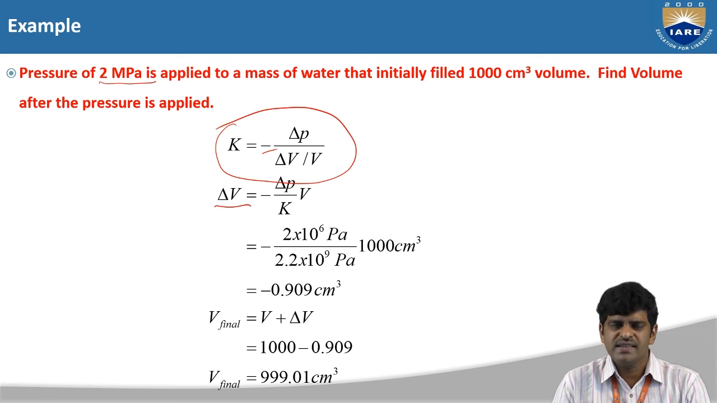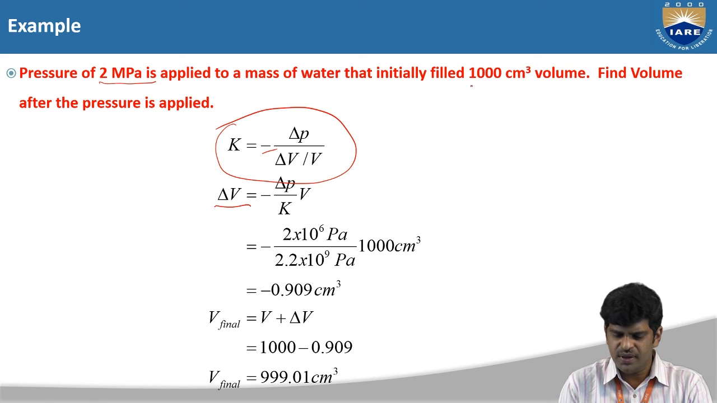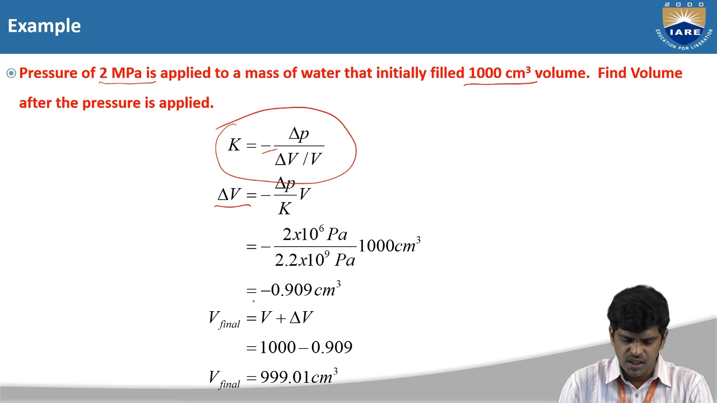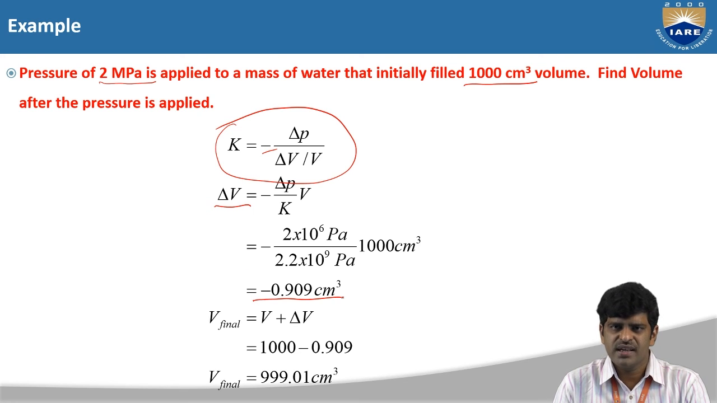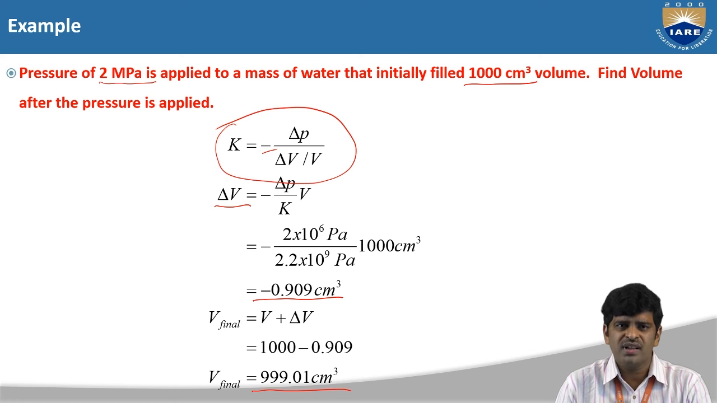But what we require is the final volume. The final volume is the original volume plus the change in volume. Here the original volume is given as 1000 centimeter cube, and the change in volume is calculated from the above equation as minus 0.909 centimeter cube. Upon that substitution, we get 999.01 centimeter cube as the final volume upon the application of the pressure.